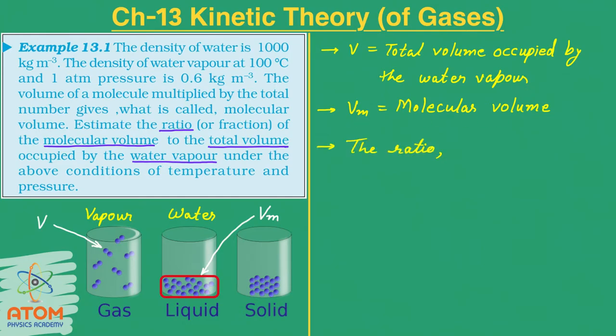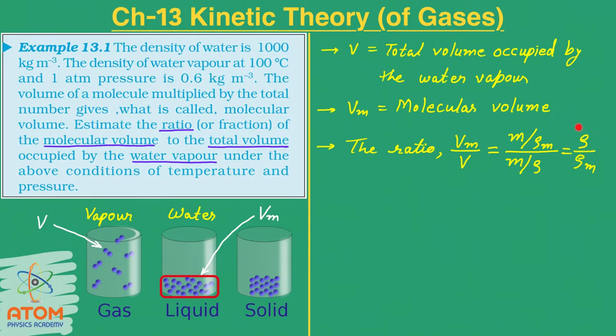Now, the ratio that we need is of molecular volume Vm and total volume occupied by the vapor V. Now, because volume is mass upon density, so for Vm I can write m upon rho m, divided by, for V, I can write m upon rho. Mind well, here the mass will remain same. See, the mass of this liquid and the mass of the vapor formed from this liquid will be the same. So I am taking same mass m. Thus the equation will become rho upon rho m.